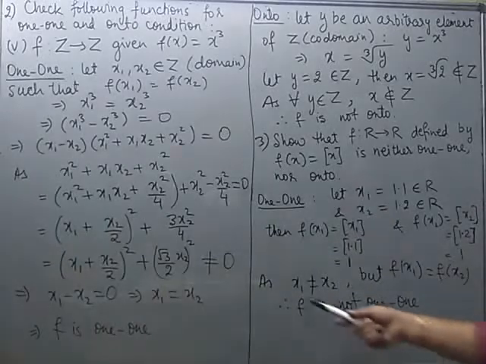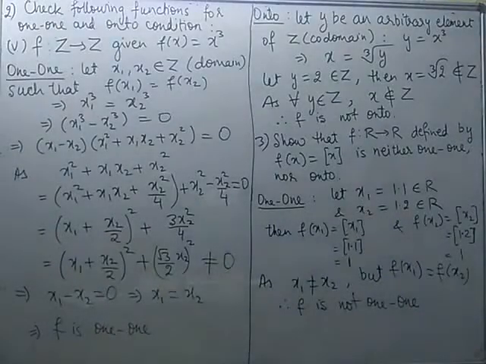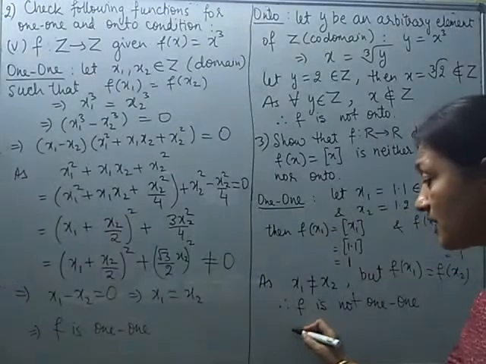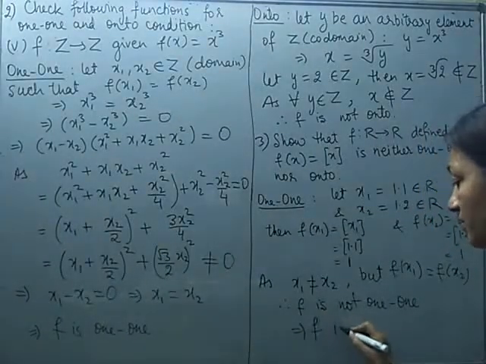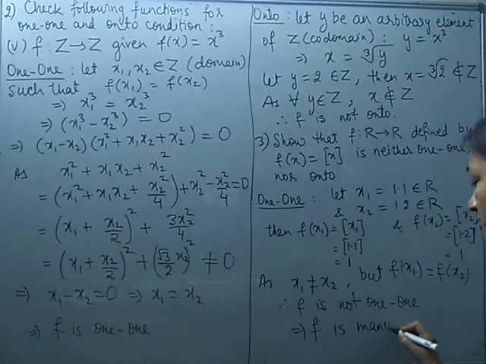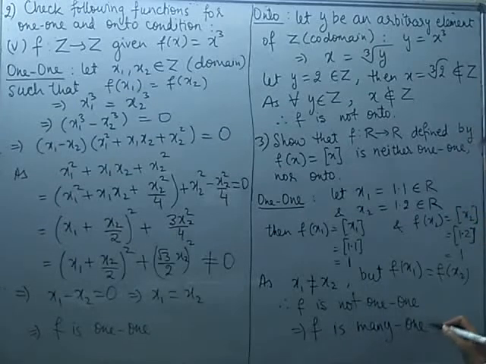So we could see that though x1 and x2 are different real numbers, their images are the same. This is how you will be able to locate infinite real numbers with the same image 1. So this is not an example of a one-one function. This is an example of a many-one function. So f is not one-one, it is many-one.